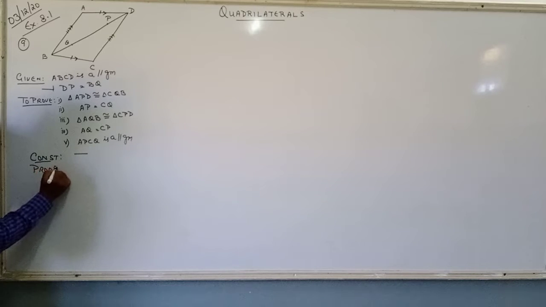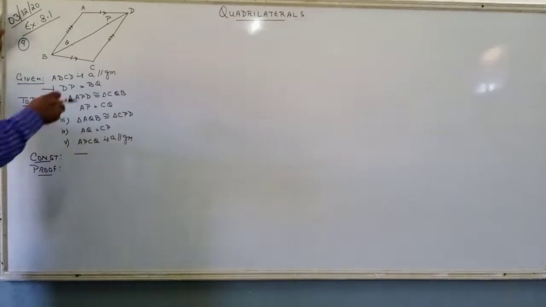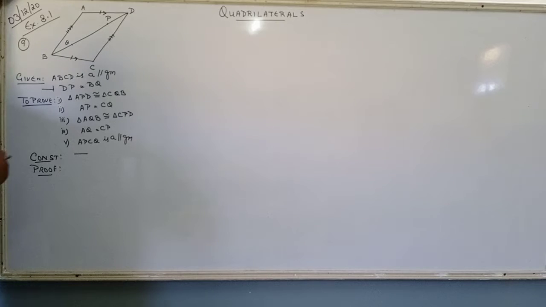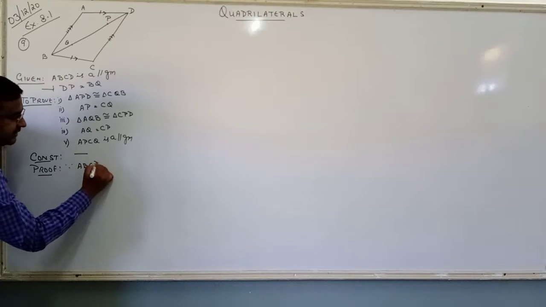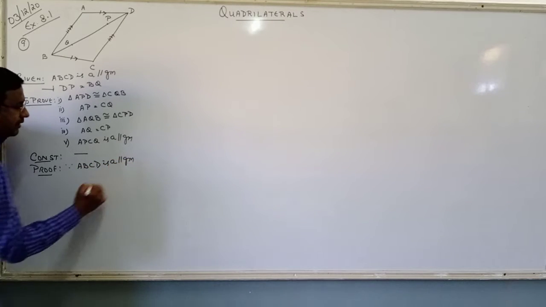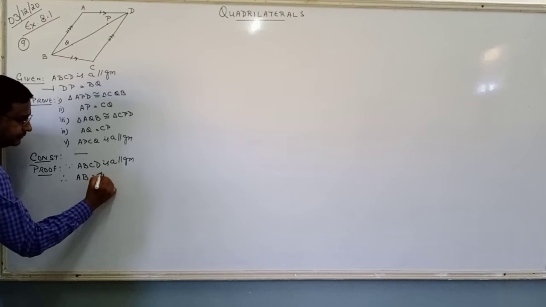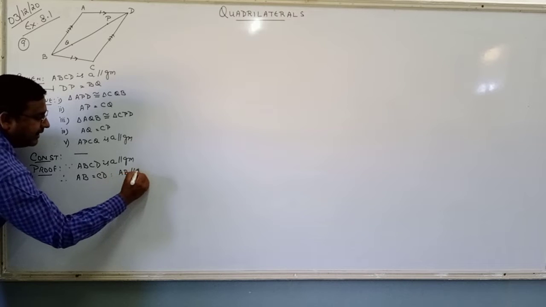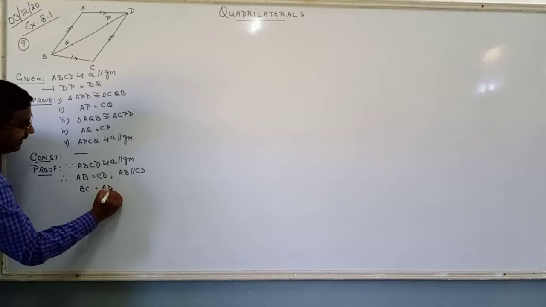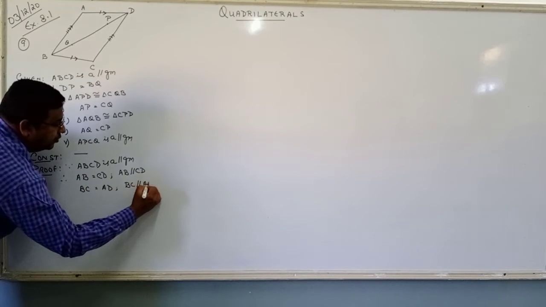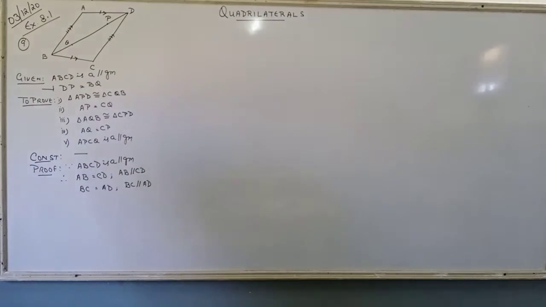Proof. In the previous chapter also we had discussed, whenever things are given to you, write down whatever is visible. First thing visible: ABCD is a parallelogram. If it is a parallelogram, opposite sides are equal and parallel. Write it down. Because ABCD is a parallelogram, therefore AB is equal to CD, AB is parallel to CD. Then BC is equal to AD, BC is parallel to AD. Opposite sides of a parallelogram are equal and parallel.